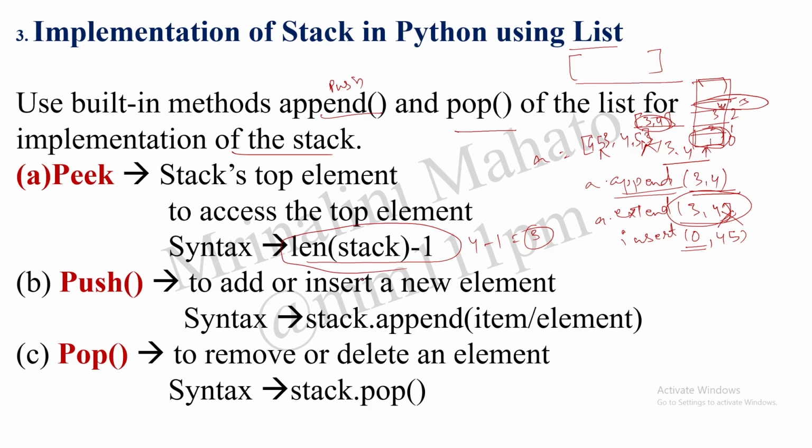Push, whenever you want to add or insert a new element. And what is the syntax? stack dot append. Which function will we use? Because in the stack, which data type are we taking? List. So that is why we call the append function, because append is the function to insert one element at a time at the last. Okay, so stack dot append item or element, any one you can tell. Whenever we want to remove or delete an element, which function? Pop function. Okay, stack dot pop.